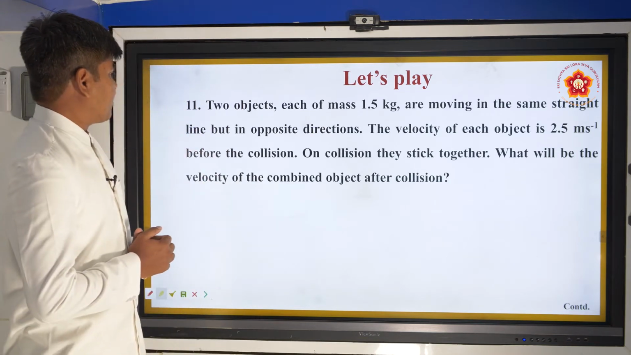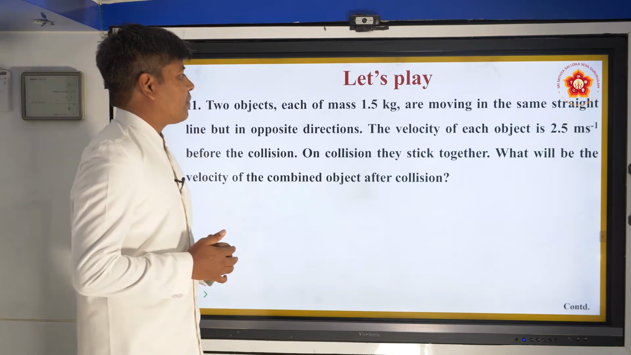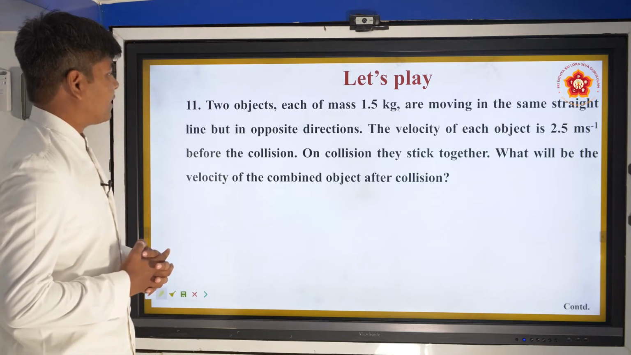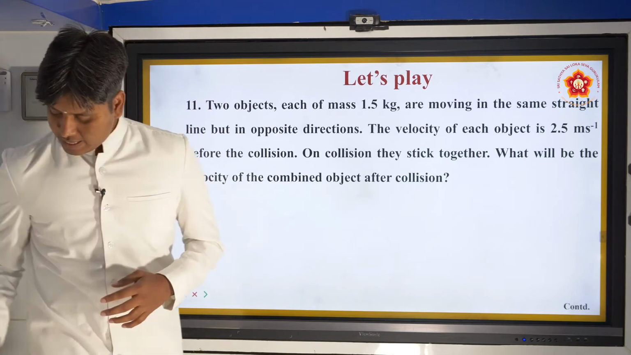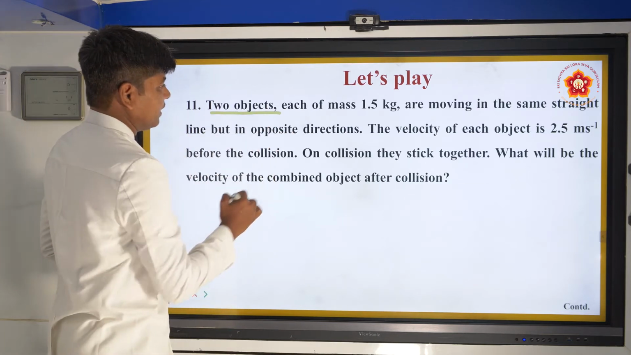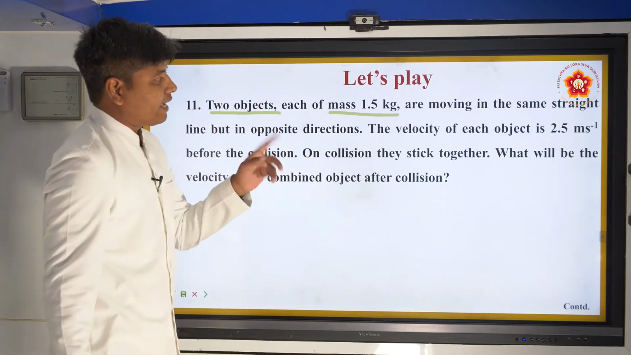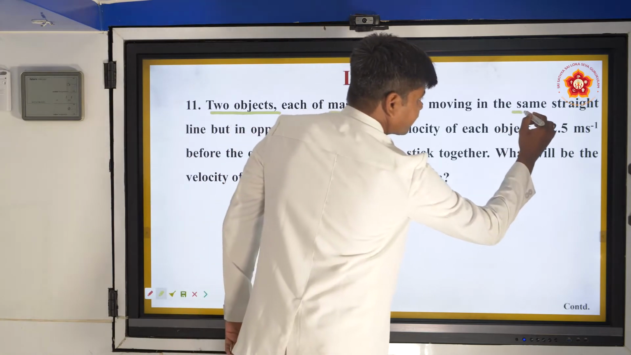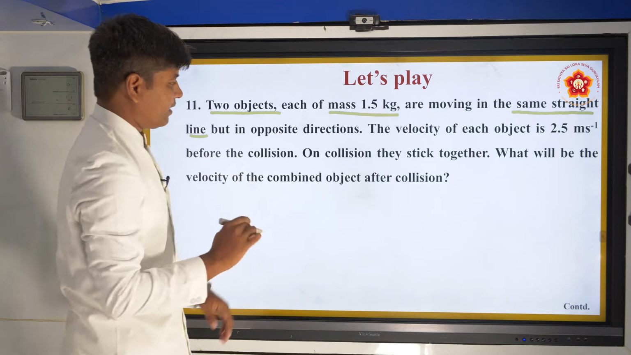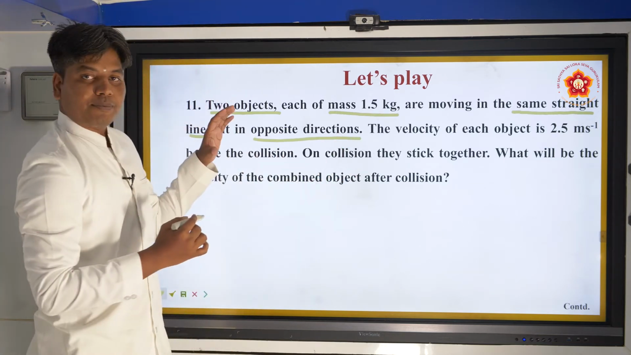What is the problem given? This is the 11th problem in your exercise. Two objects, each of mass 1.5 kg, are moving in the same straight line, but in opposite directions. Right? Let us mark what are given. Two objects, each of mass 1.5 kg, and they are moving in the same straight line, but in opposite directions. So these are the clues we have from the problem.